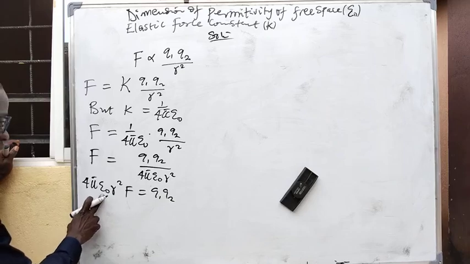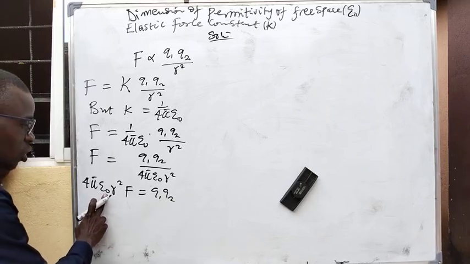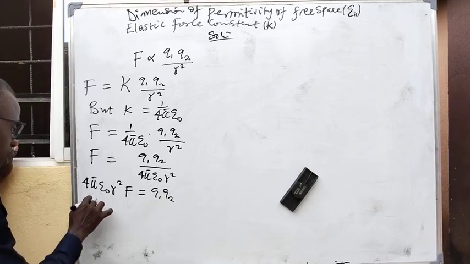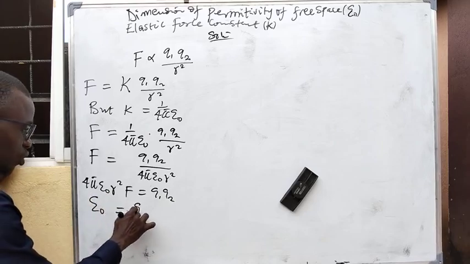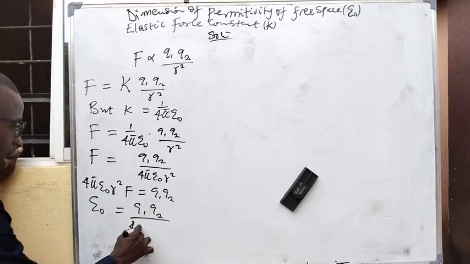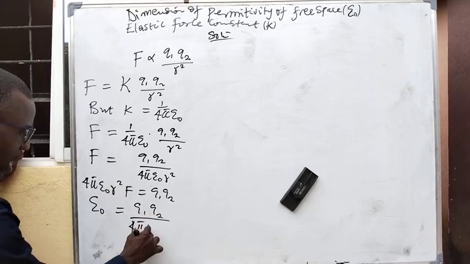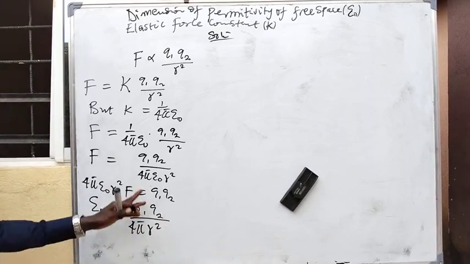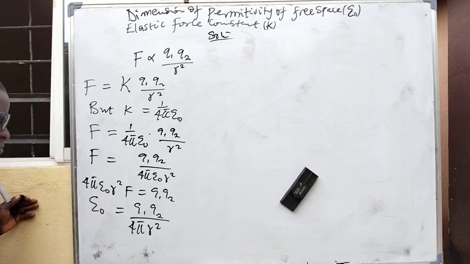Anyway, we are looking for this now. We divide both sides by the coefficient of epsilon naught, which is this and this, which means epsilon naught now will be equals to Q1, Q2 all over 4 pi R square F. Actually, the same thing we're supposed to do here.